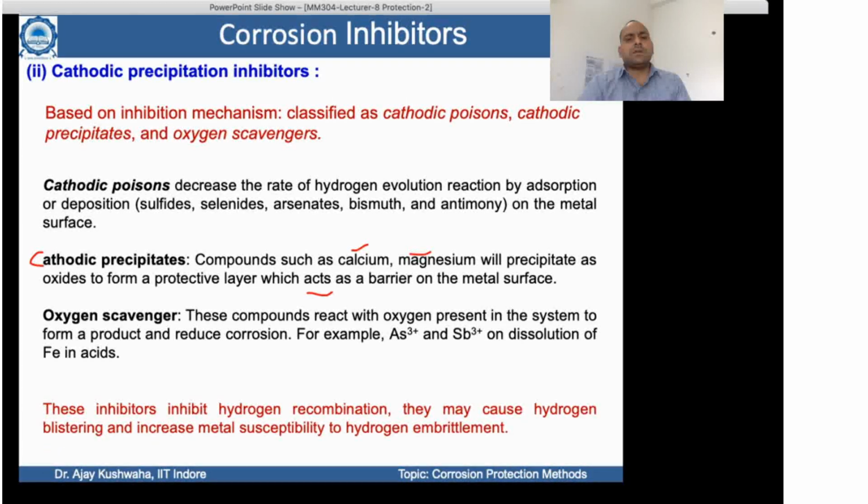These inhibitors have one issue, which is inhibition of hydrogen recombination. They may cause hydrogen blistering or increase metal susceptibility to hydrogen embrittlement, because hydrogen ions are present and we are not reducing them to form hydrogen, so they may attack the metal. That possibility, or issue, is there if we are using cathodic precipitate or cathodic inhibitor based reactions.